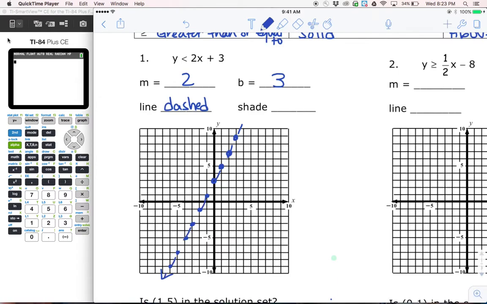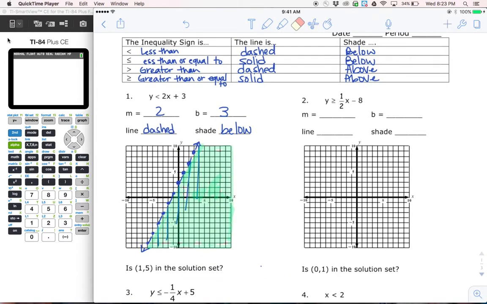Now, the fact that it is a less than means we're going to shade below this line. So start on the line and go down, go down, go down. This entire portion of the graph is going to be shaded. Everything that is below the line. You can shade this with your pencil, you can draw little squiggles, whatever, but you need to know that every single point below this line is part of your solution now.